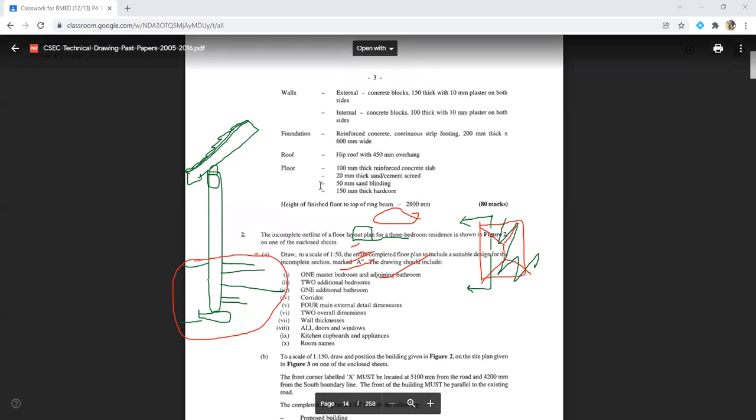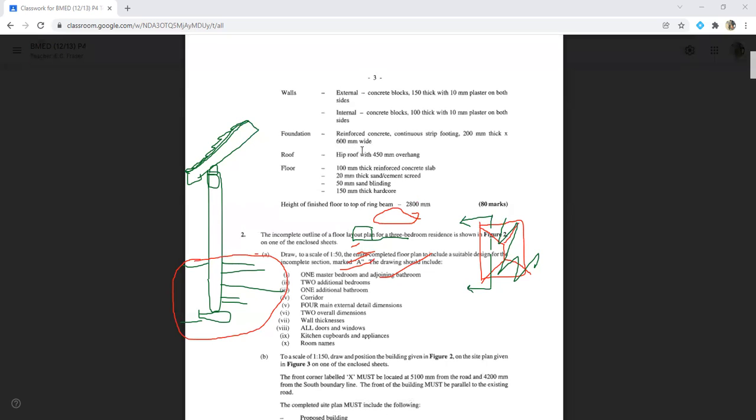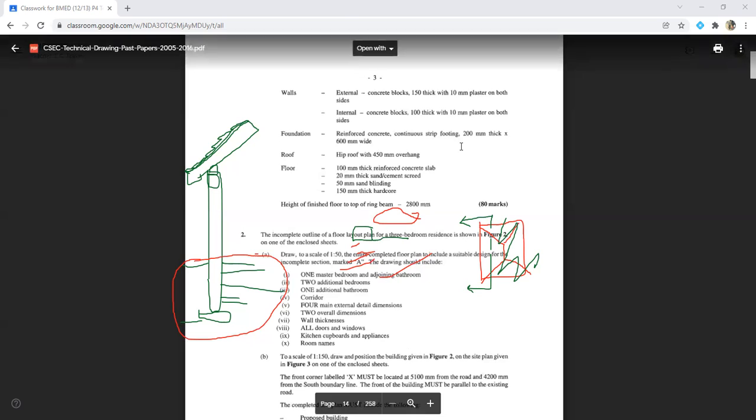Yeah. So the footing here, the reinforced concrete continuous strip footing. This section here is 200 thick. Here is 200 by 600 wide. So that would be that. 600 by 200, right?